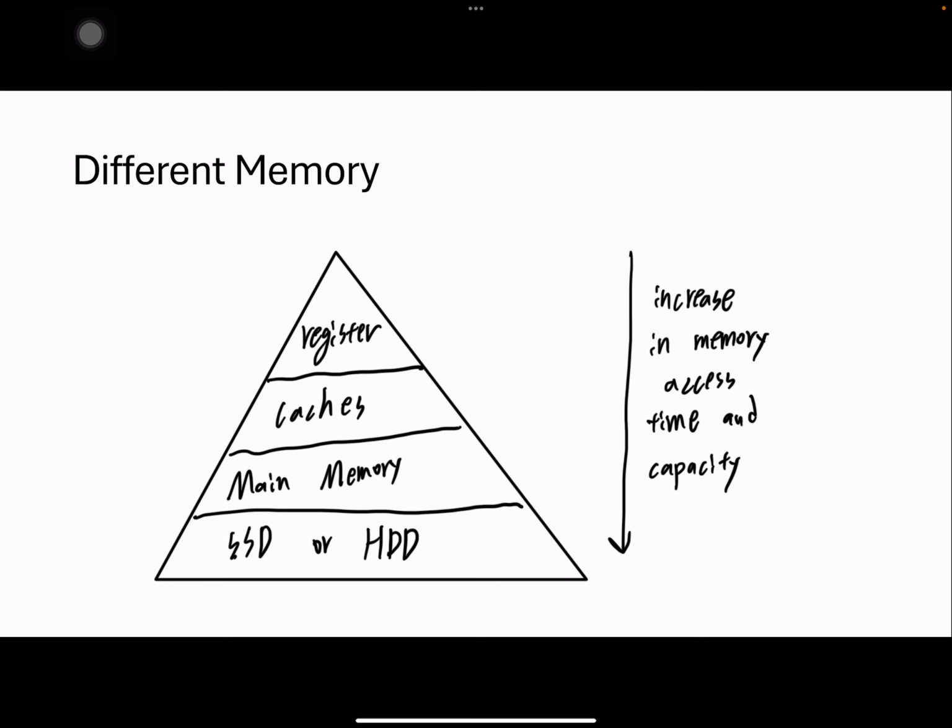And then different memories. The computer has 4 different kinds of memory. The first one is register, then cache, main memory, and SSD and HDD. The top is register, which is faster but very small. And the last one is HDD, which is very large, but we have to spend a lot of time to access the memory.